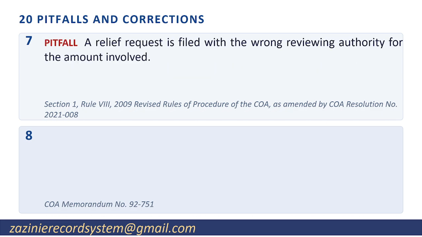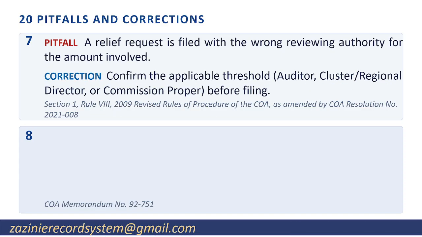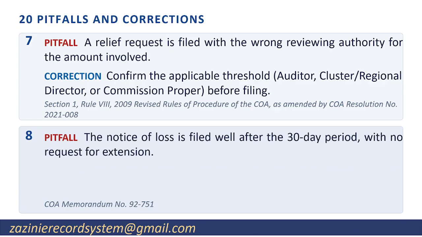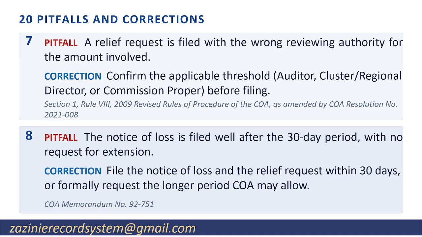20 pitfalls and corrections. Number 7. Pitfall: a relief request is filed with the wrong reviewing authority for the amount involved. Correction: confirm the applicable threshold, auditor, cluster or regional director, or commission proper, before filing. Number 8. Pitfall: the notice of loss is filed well after the 30-day period, with no request for extension. Correction: file the notice of loss and the relief request within 30 days, or formally request the longer period Commission on Audit may allow.